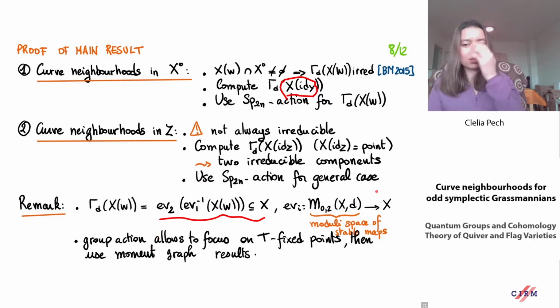There's a description of these moduli spaces in the case of odd symplectic Grassmannians that's present in a paper I have with Gonzalez, Perrin, and Samokhin, and we make some use of that. Right.